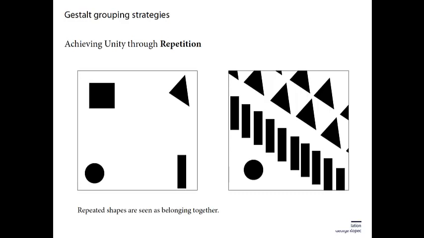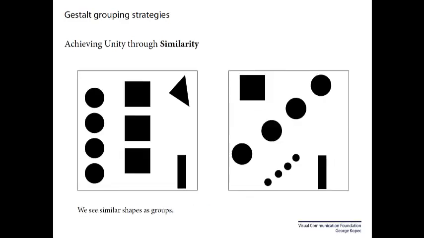Another word for repetition that designers use is pattern. Unity through similarity is a biggie, used quite frequently. If we look on the left, the circles belong with circles, squares belong with squares. On the right side, we even unify little circles with big circles. So circles and circles, those are similar.